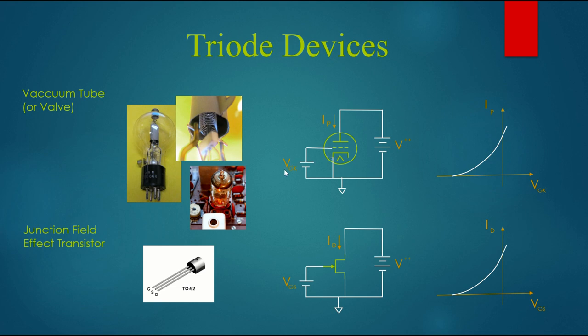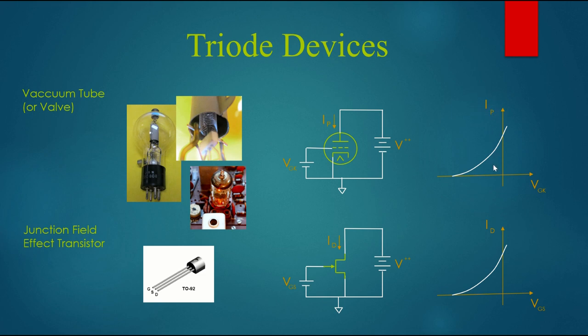Except if you put a voltage on the third terminal, I'm going to call it the third terminal. It's actually called the grid here, but in all of these devices, you'll see that there's a third terminal, which is a control terminal. And what happens with that is you can vary the voltage and that will vary the current. And that's what we see in the graph over here on the right.